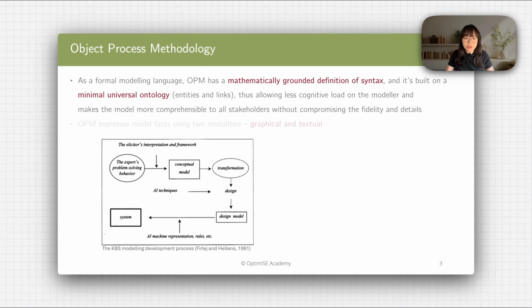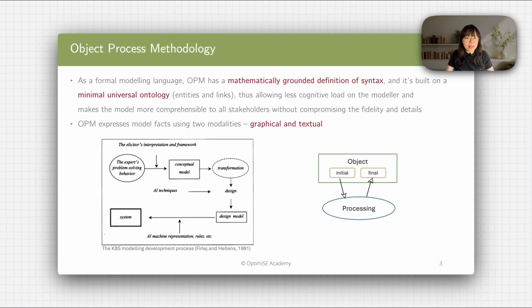Now, another very useful feature of OPM is that it expresses model facts using 2 modalities, graphical and textual modes. This means that for anything that you've put into an OPM model, a corresponding sentence called the OPL, Object Process Language, will be generated that reflects your model fact. And these OPL sentences are always generated according to a set of defined rules so that the sentences are deterministic, consistent, and always the same for the same kind of model fact.